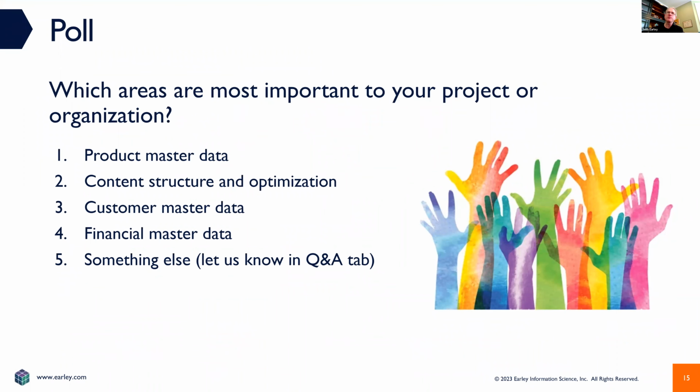Here's another poll that we have. Which areas are most important to your project or organization at this point? Product master data, content structure and optimization, customer master data, financial master data, or something else. So Carolyn, can you put that poll up? Let's start seeing how that comes about.